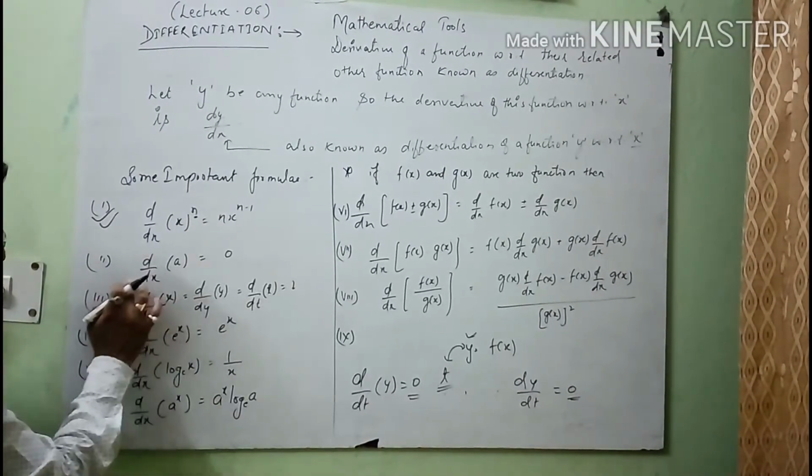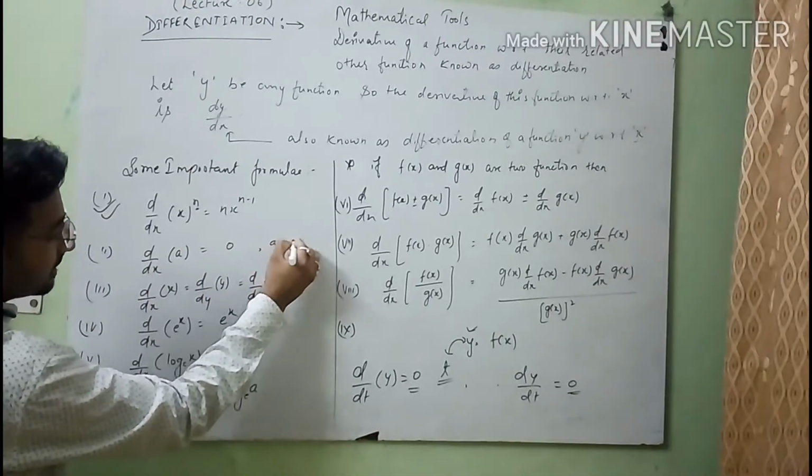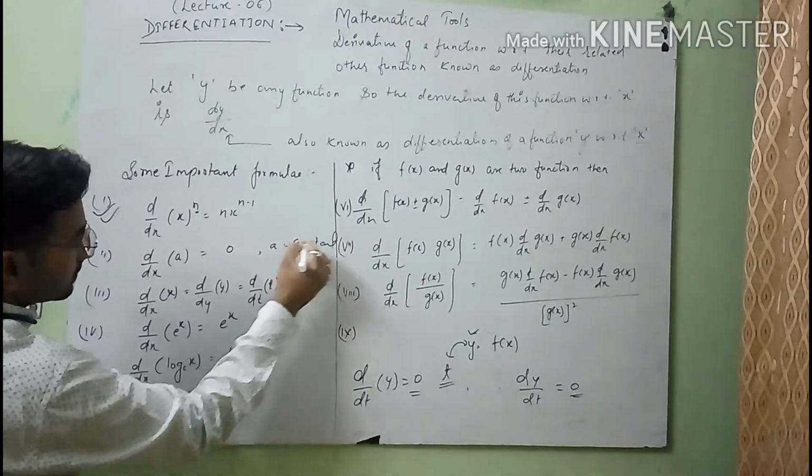Clear? Next, differentiation d by dx of a, meaning any constant number. Here a is a constant number.